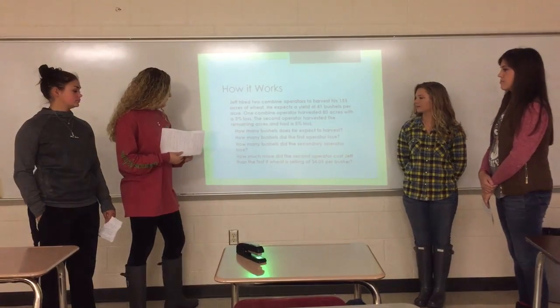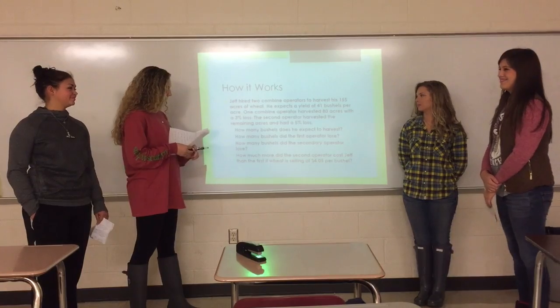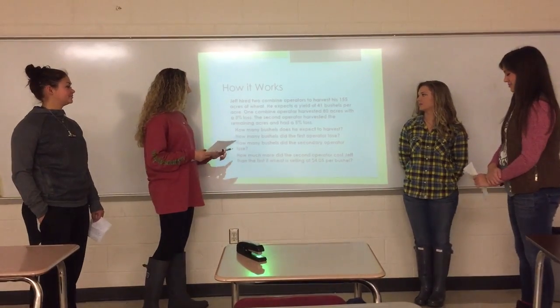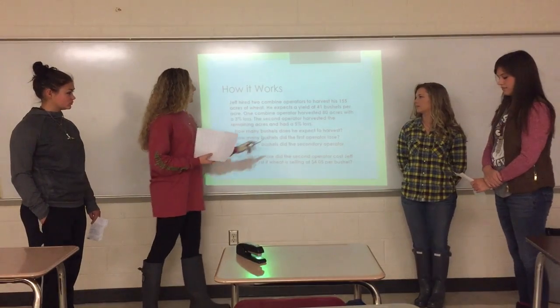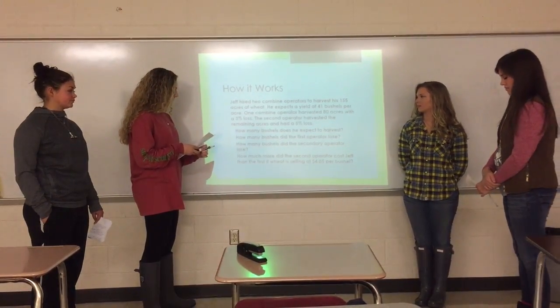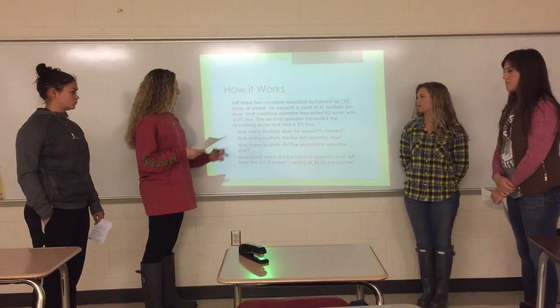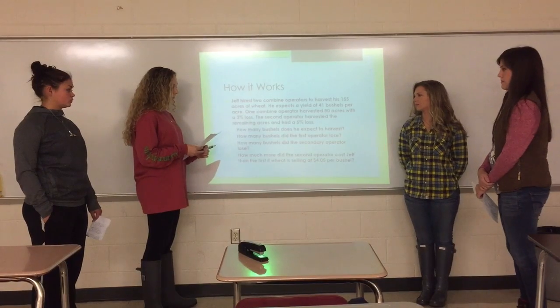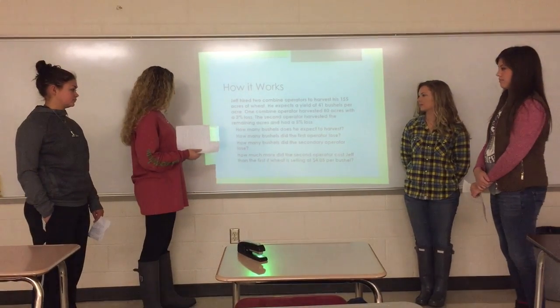The third question was, how many bushels did the secondary operator lose? To do this, you would take the overall amount of acres, 155, subtract it by what the first operator harvested, the 80 acres, and you would get 75 acres. You would multiply that by the 41 bushels expected and multiply by his 5% loss. This gives you 154 bushels lost.